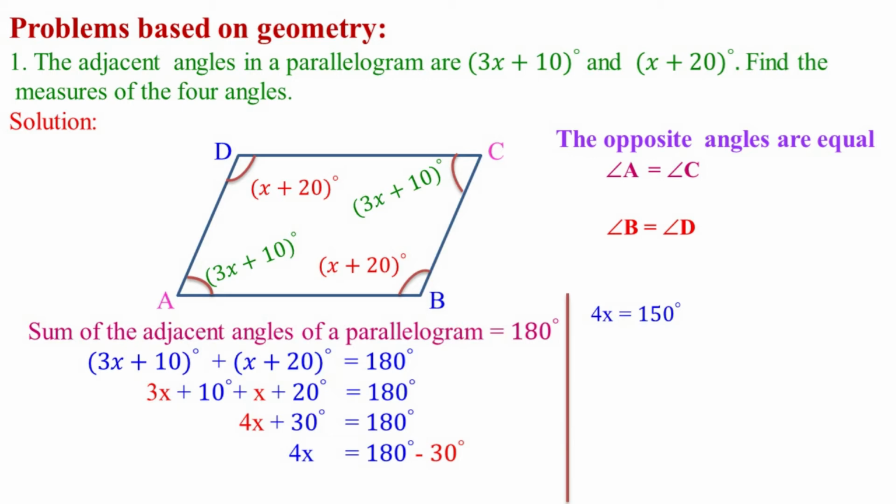Now transpose 4 to the right hand side. Therefore, x = 150°/4. Cancelling by common factor, or dividing by 4, we get 37.5. Therefore, x = 37.5°. We have to substitute this x value in the given angles.